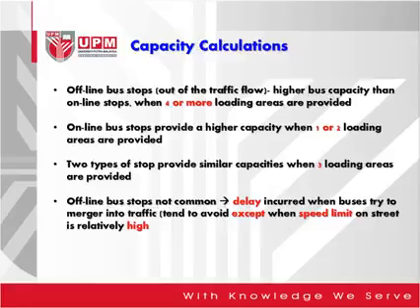So perhaps we will think that if we go for offline, we can have more loading areas, then it will give us higher capacity. But don't forget, when a bus leaves the offline bus stop, it will take longer time. It will be delayed because of the traffic. It will take longer time to join the traffic, except when the speed limit on the street is high, for the bus to find the gap to join the traffic.